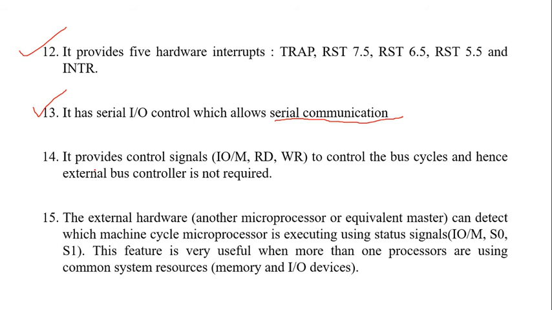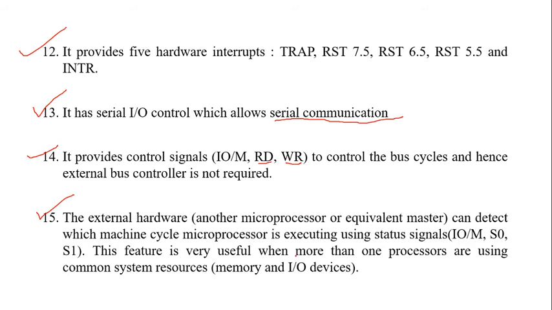Then, it provides control signals, that is input output and memory read and write, RD, that is read, and WR, that is write, to control the bus cycles, and hence external bus control is required. 15, the external hardware, that is another microprocessor or equivalent master, can detect which machine cycle the microprocessor is executing using the status signal. So whenever we have a different microprocessor, let's say we have 2 or 3 microprocessors, at that time the status signal is going to be given to the microprocessor, whether it is going to perform the execution or not. So for that, input output or memory, that is S0 and S1.